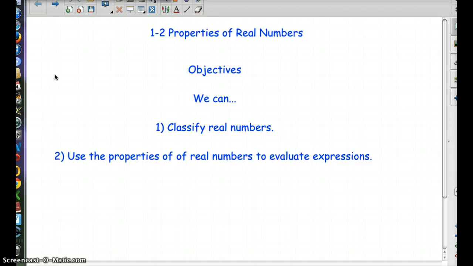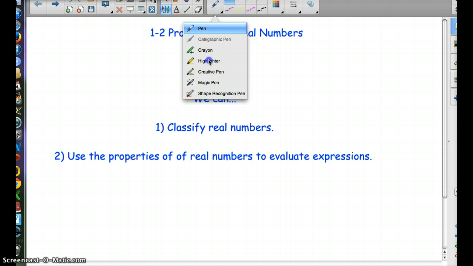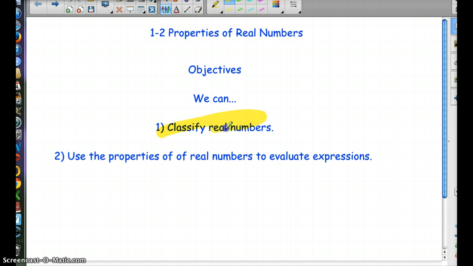Hello, Algebra 2 students. We are going to start 1-2 properties of real numbers. The objectives, or the learning targets, for this section are that we're going to be able to classify real numbers, and in the second video you're going to use properties of real numbers to evaluate expressions. But in this video, all we're going to do is focus on this objective right here.